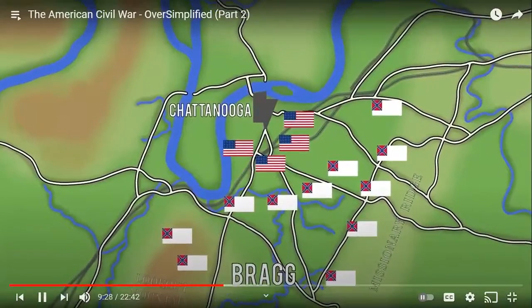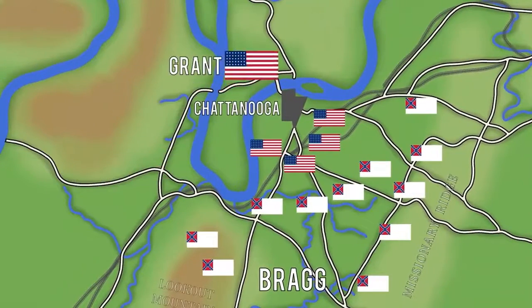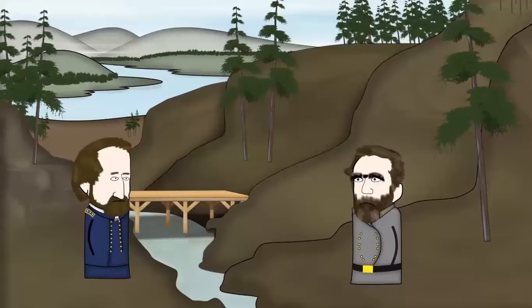So yeah. Vicksburg, 4th of July, and the Siege of Chattanooga. Thankfully, General Grant, now in charge of all Western Union armies, sent a relief force, showed up and karate kicked Bragg right back into Georgia.